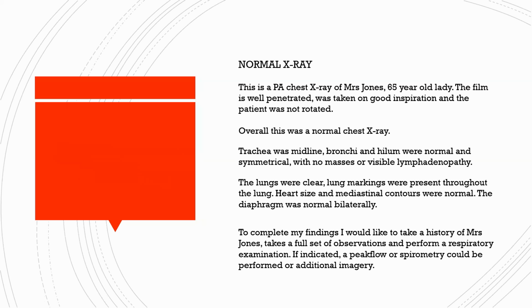So this is a normal X-ray, but actually it's not so useful to present a normal X-ray because it's normal. Trachea is midline, bronchi and hilum are normal and symmetrical. There's no masses or visible lymphadenopathy. The lungs are clear. Lung markings are present throughout the lung. The heart size and the mediastinal contours are normal, and the diaphragm is normal bilaterally. Okay, just nice sentences.